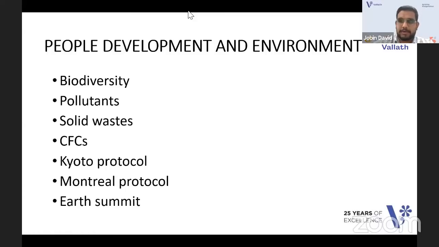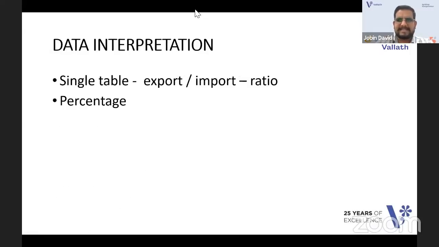CFCs, Kyoto Protocol, Montreal Protocol, all those we discussed. Earth Summit, all those we discussed. One of our short topics was SDG, Sustainable Development Goals, but I think NTA forgot the SDGs now. They didn't ask any question from Sustainable Development Goals. Pollutants were asked. Biodiversity is a new topic; for the last 1 or 2 years it wasn't asked, but now they asked about biodiversity again.